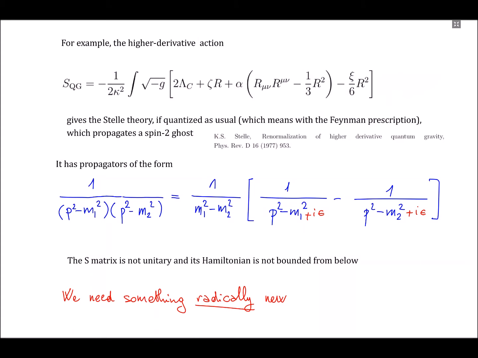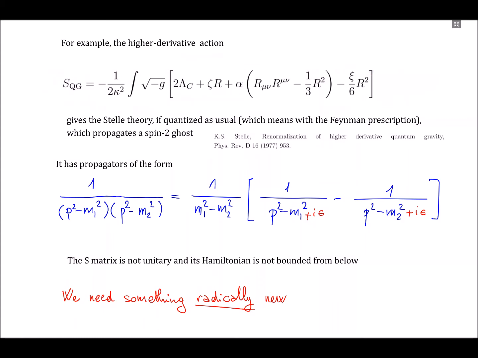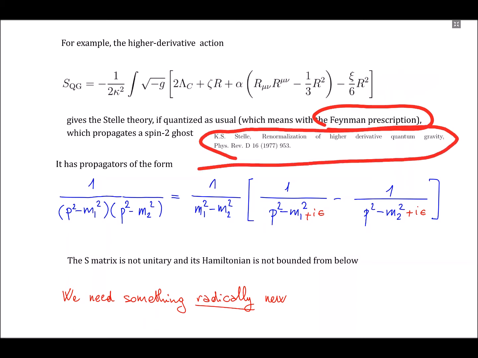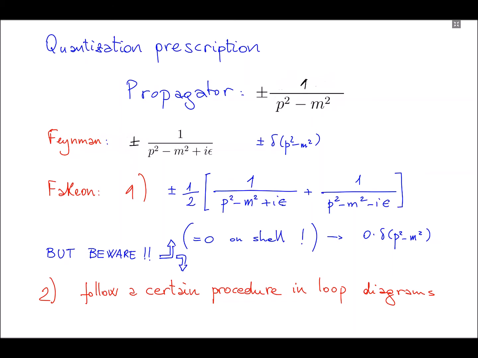So for example, this would be the simplest extension of Einstein gravity that you can consider by means of higher derivatives. But if you quantize it as usual by means of the Feynman prescription for all the poles of the propagator, then you get Stelle's theory, which means that you propagate a spin-2 ghost. And that's due to this plus i epsilon in the denominator. So you need something radically new. And now we describe some possibilities and what turns out to be the answer.